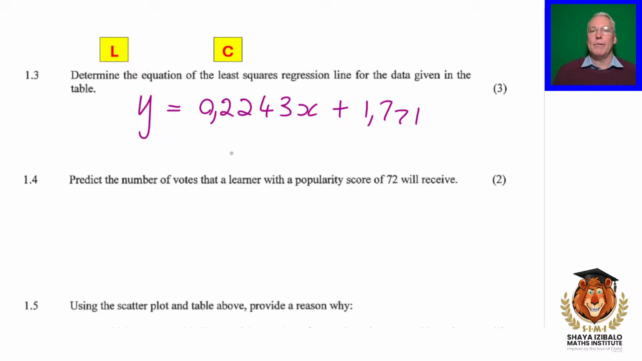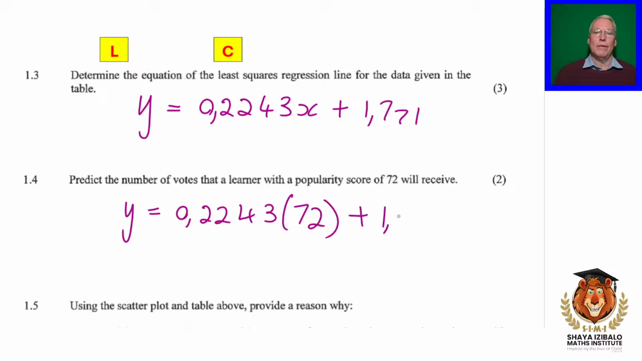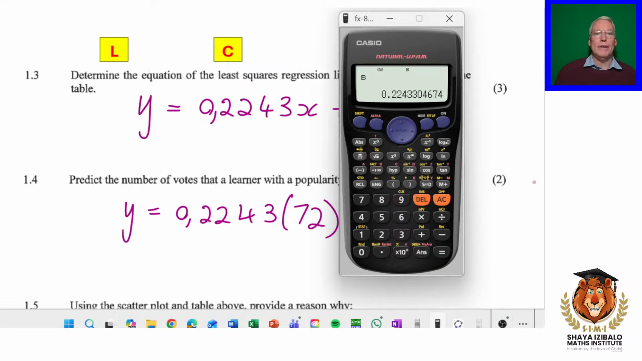Well, all we're going to do is sub 72 in here. So we're going to go y equals 0,2243 times 72 plus 1,771. I'm just going to show you how you can actually do that directly on your calculator. You can put in the value that we want to predict. So you go 72, and then you go shift stat 5, and you choose option 5. In other words, get the y value for that x value. And we get 17,92. Obviously, that's number of votes, so we'd round it up to 18 votes.